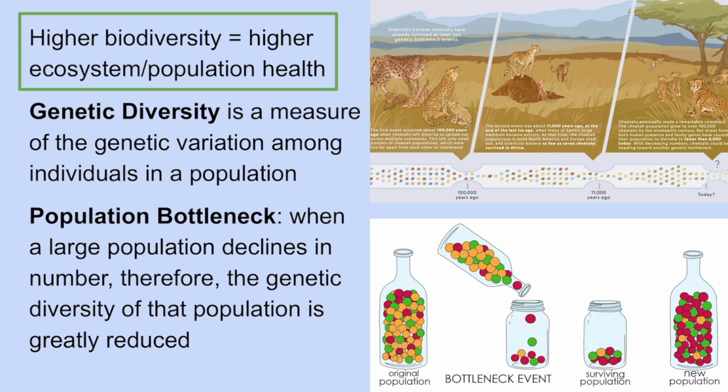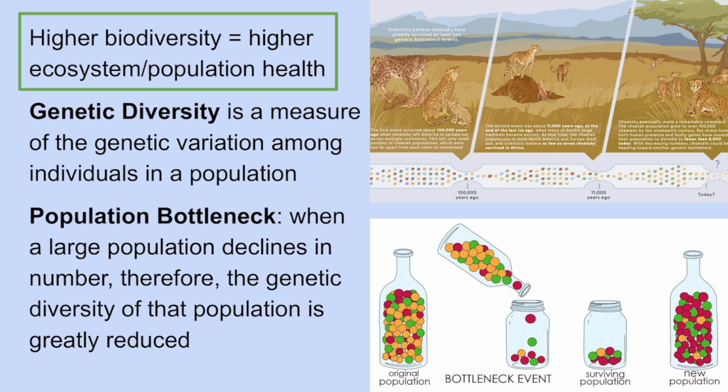The first level of biodiversity is genetic diversity, and this is a measure of the genetic variation among individuals in a population. So this is going to be a reminder from biology, but every organism has DNA, and that DNA contains genes, which are just small segments of DNA. The versions of those genes can be different for different individuals. So for example, I have a set of genes that code for blonde hair, while the rest of my family has genes that code for brown hair.